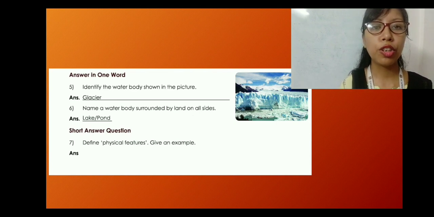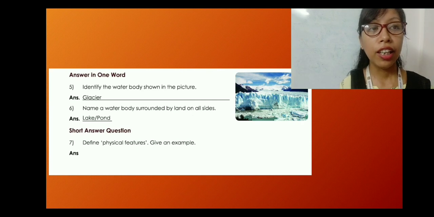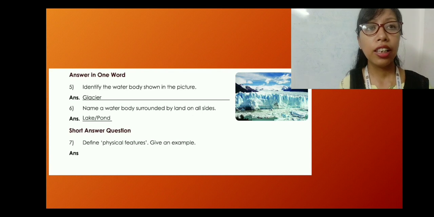Now let's come to the short answer question. Define physical features. Give an example. So what are physical features? We have already learned the definition. Physical features are the formation of land or landforms and water bodies on the earth's surface, right? Now you have to give an example. You can give any example. You can give plain, plateau, mountain, lakes, hills, anything, okay?